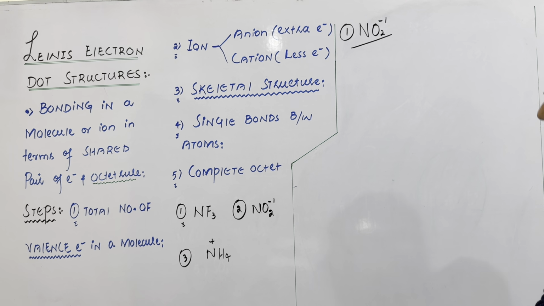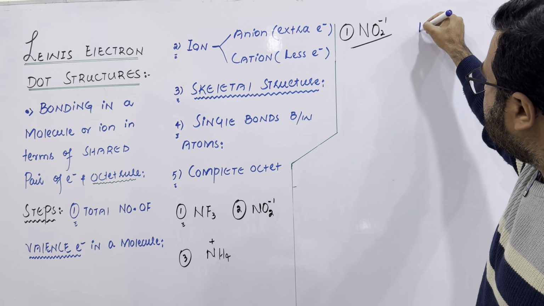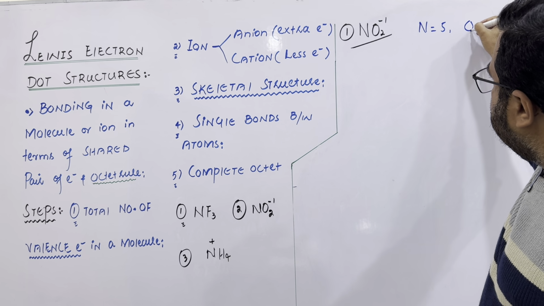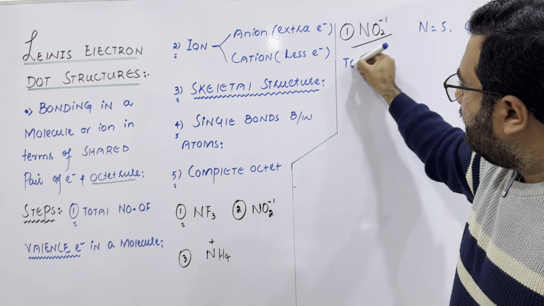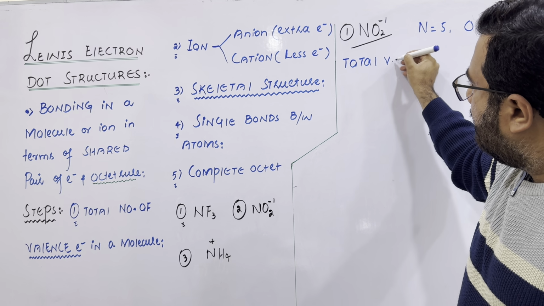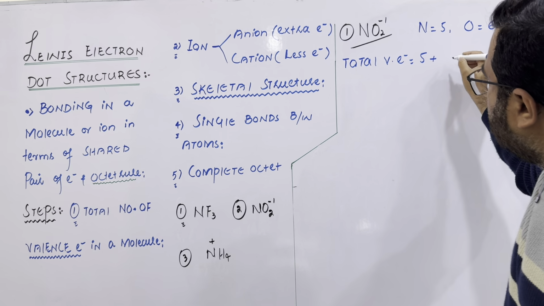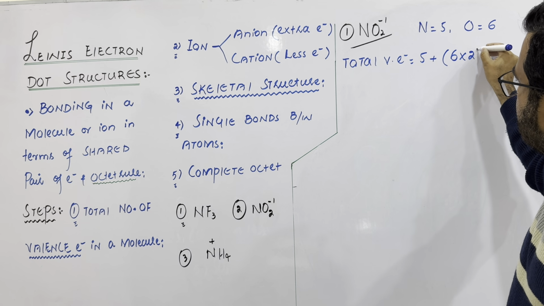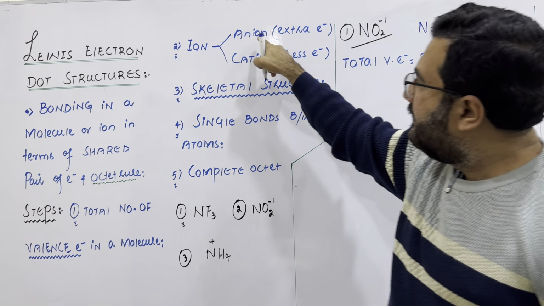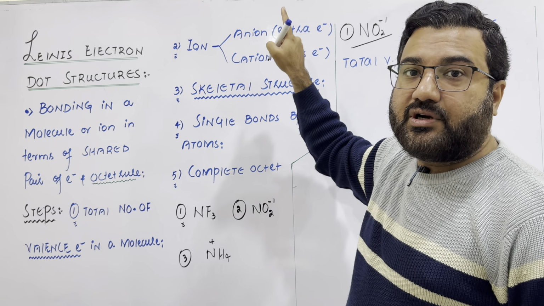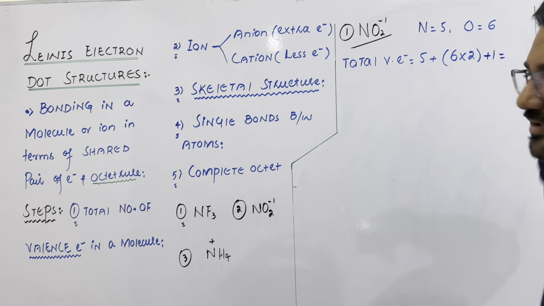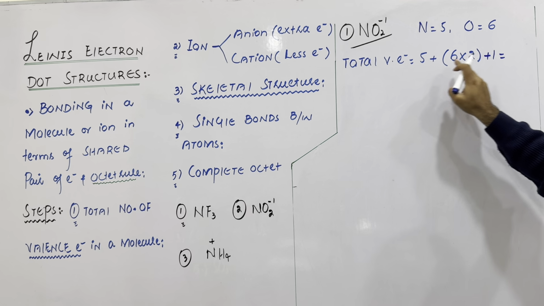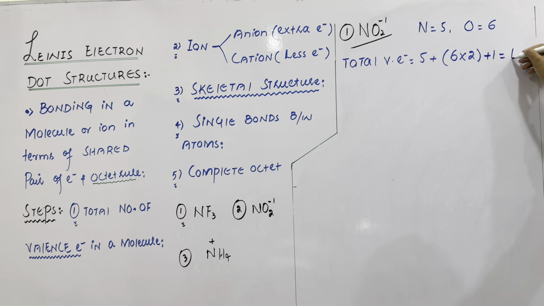Again, nitrogen is a member of group 5, so it has 5 valence electrons. Oxygen, a member of group 6, has 6 valence electrons. Total valence electrons: 5 for nitrogen, 6 for one oxygen. There are 2 oxygen, so multiplied by 2, and it is an anion. It should have extra electrons equal to the charge on that anion. It has minus 1 charge, so it will have 1 extra electron in the valence shell. 5 plus 12, 17 plus 1, 18. So it has a total of 18 valence electrons.